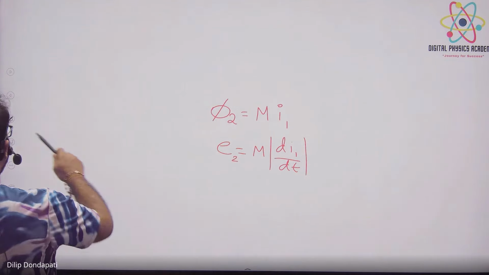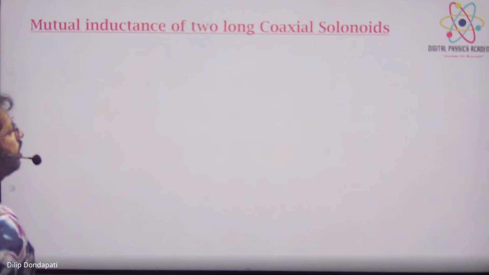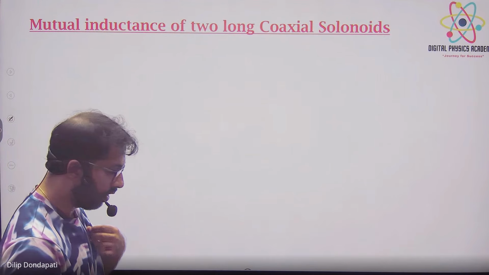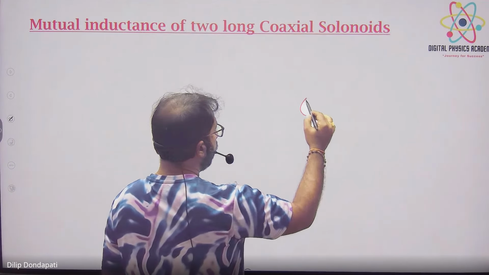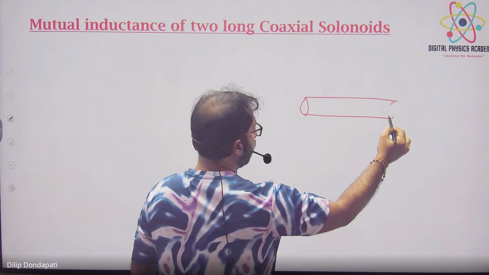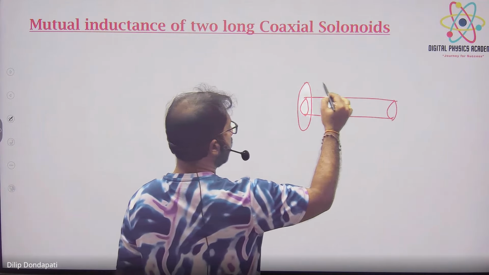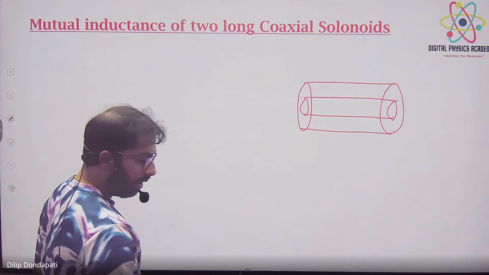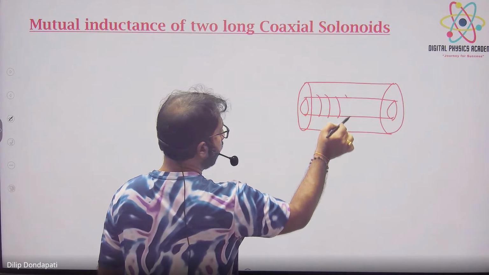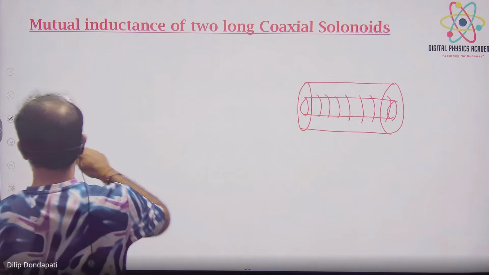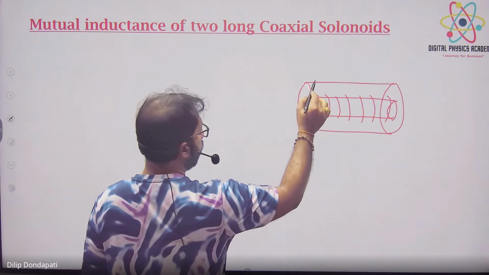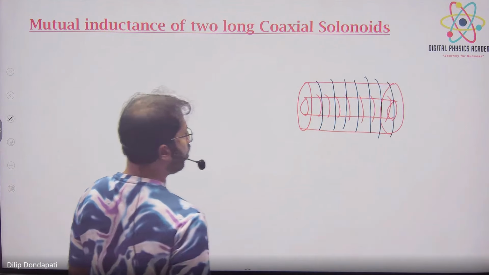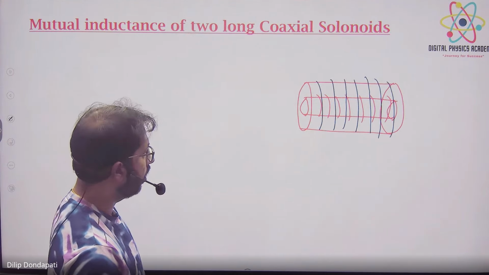Okay, so one more small derivation is there. We are trying to find the mutual inductance of two long coaxial solenoids. So we have one coil inside a coil, one coil outside. Here inside there is a winding, and outside you have one more winding. Two coils are necessary to find mutual inductance. That's why we are taking two coils, long coaxial solenoids.